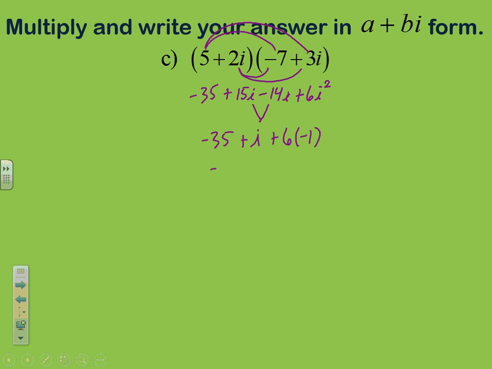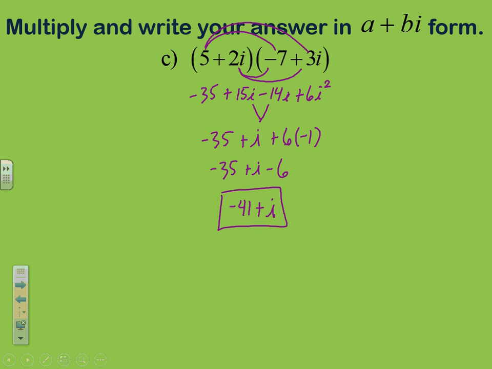Negative 35 plus 1i is what's going to be left, plus 6, and replace the i squared with negative 1. So that would simplify to negative 35 plus i. Positive 6 times negative 1 will give me a negative 6. And finally, the like terms, negative 35 and negative 6, give you negative 41 plus i. And that would be the final simplified form of that.